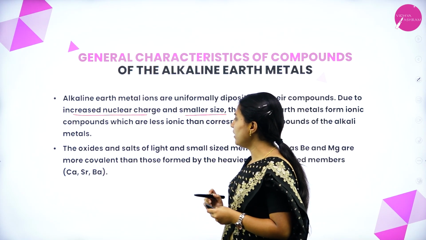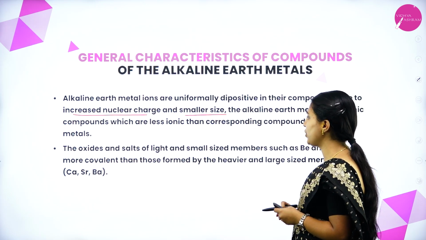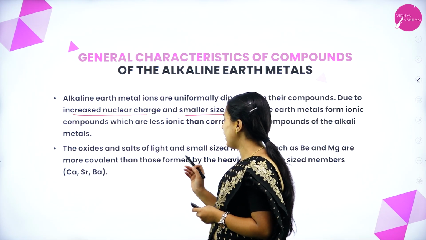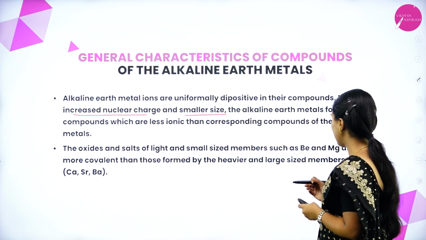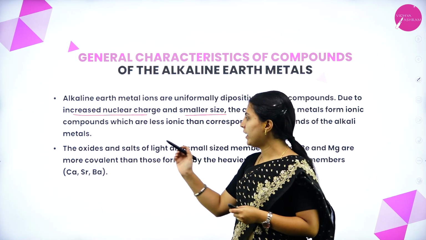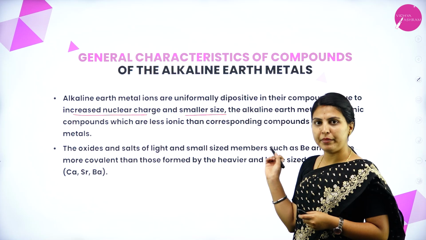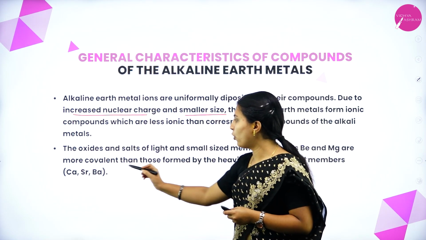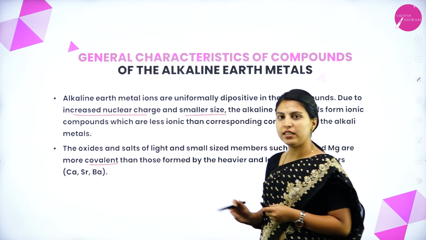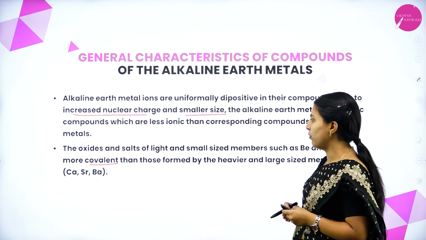The oxides and salts of light and small sized members such as beryllium and magnesium are more covalent than those formed by the heavier and larger sized members like calcium, strontium, barium. Oxides and salts of the light and smaller sized beryllium and magnesium form covalent compounds, but calcium, strontium and barium form ionic compounds.